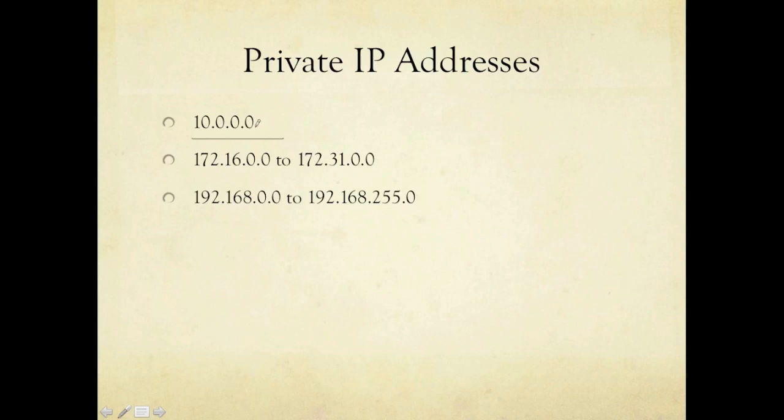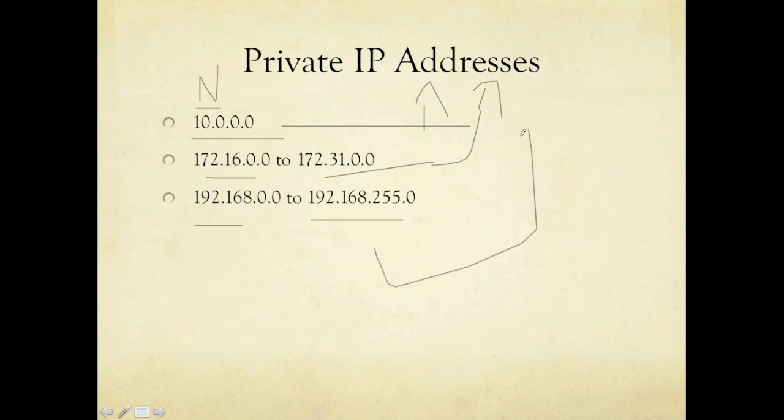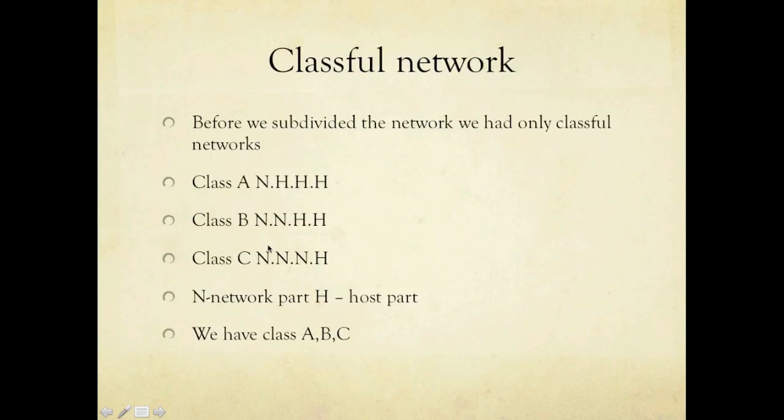So all 10.0, for example 10.1.2.2, 10.1.1.1, 10.0.0.5, everything comes under private addresses. And 172.16.2.2, 172.16.3.3, and so on, these ranges come under private addresses. And 192.168.0.0 comes under it.